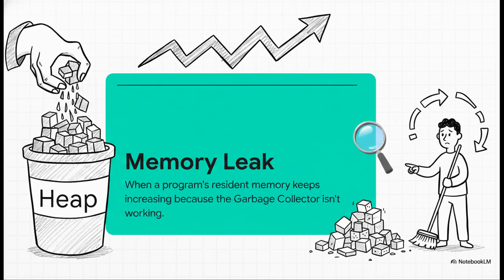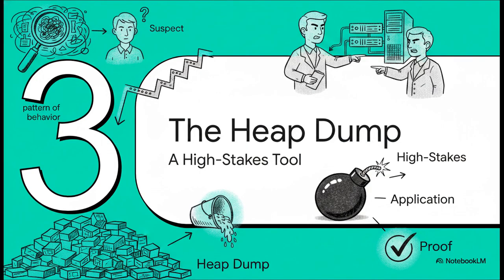It's what happens when the program just keeps taking more and more memory from the heap, but for some reason, the garbage collector never cleans it up. The application just keeps hoarding all this memory it doesn't even need anymore. So, we have a suspect, we have a pattern of behavior. How do we get that final conclusive proof?